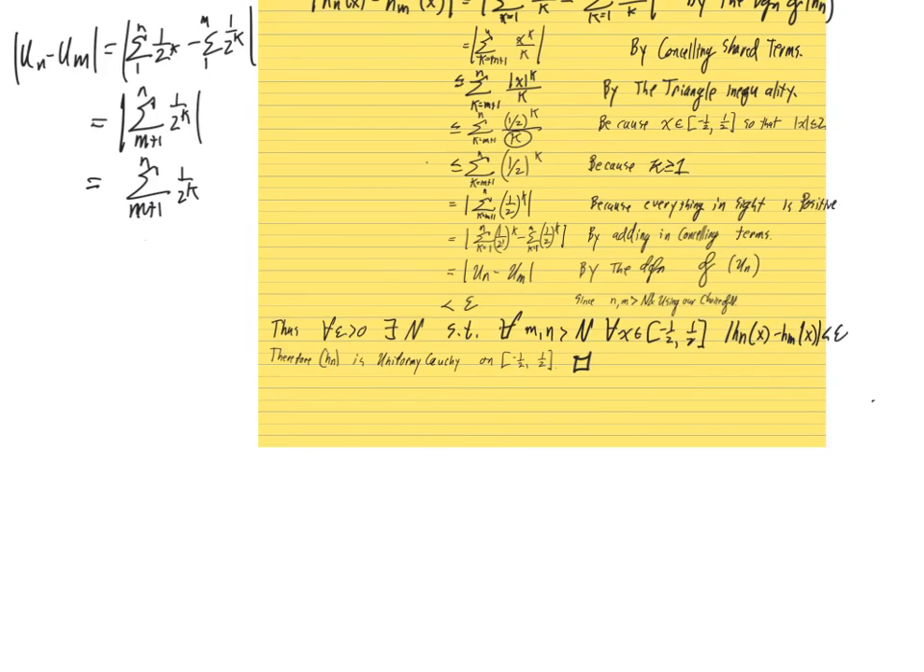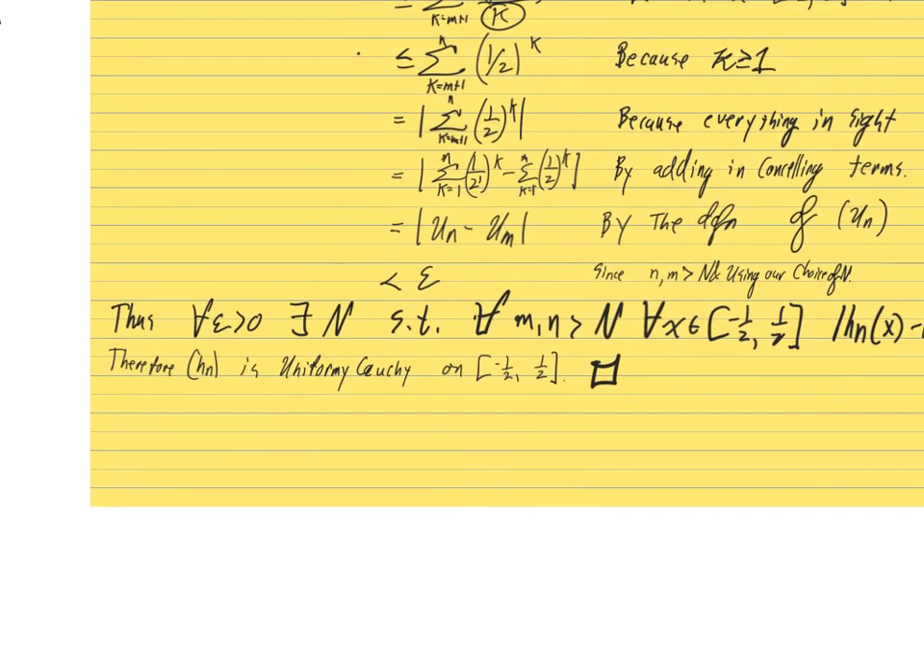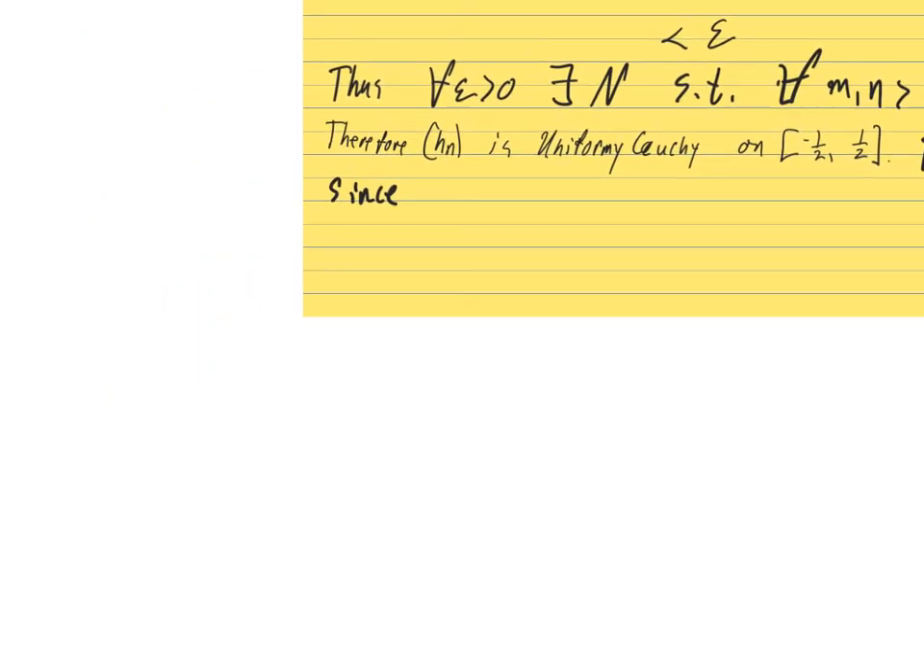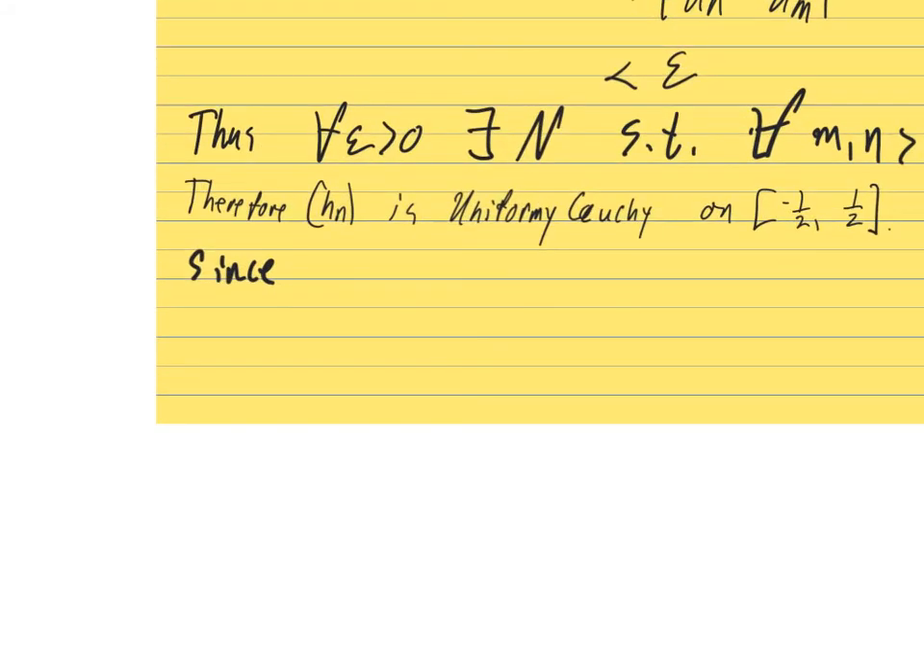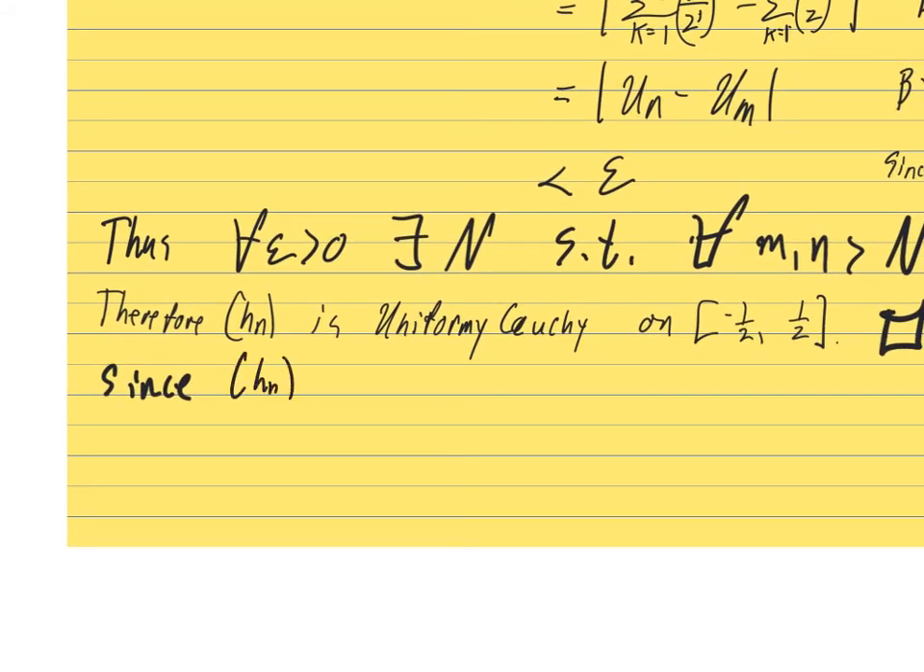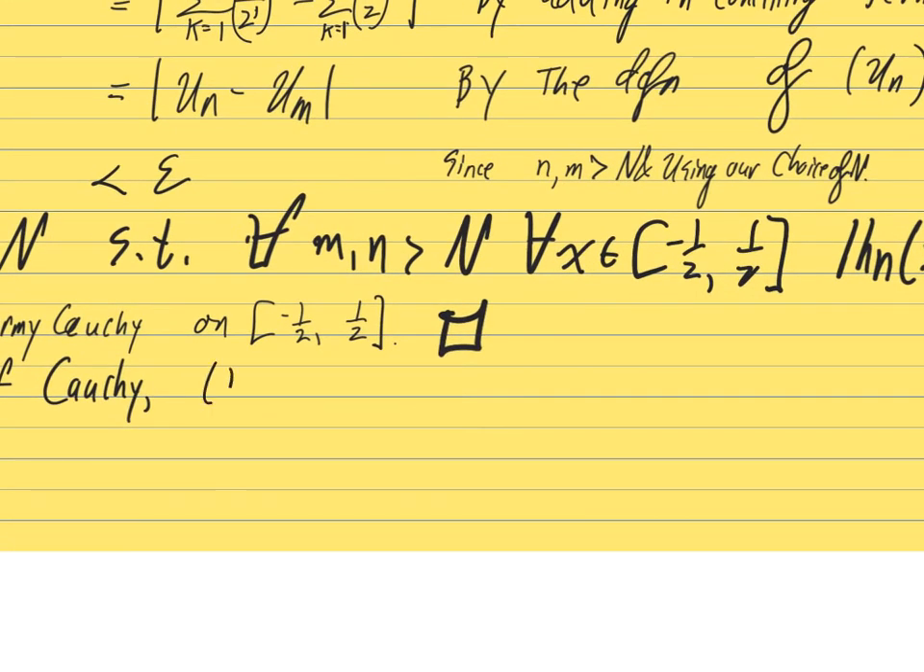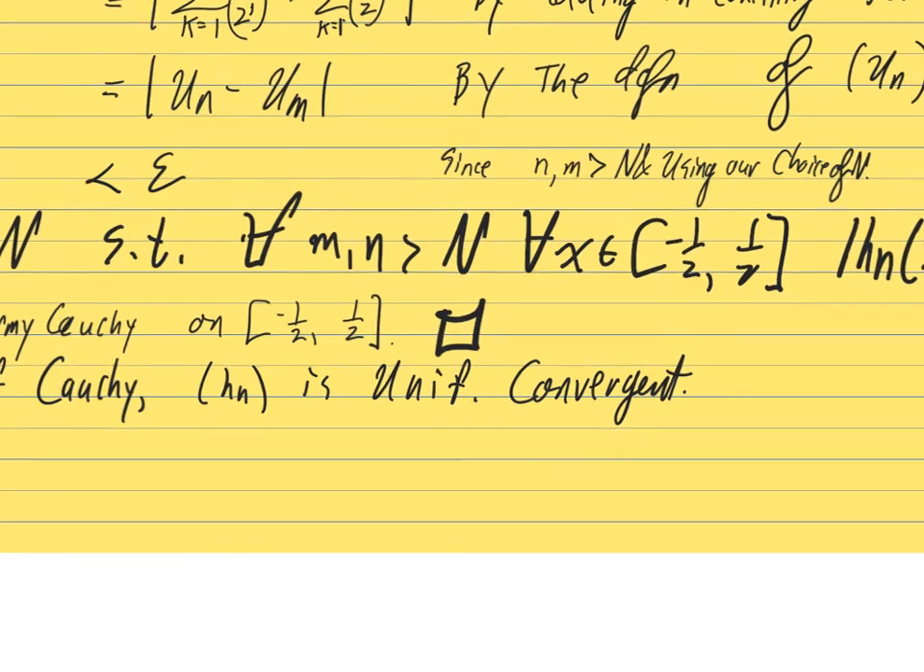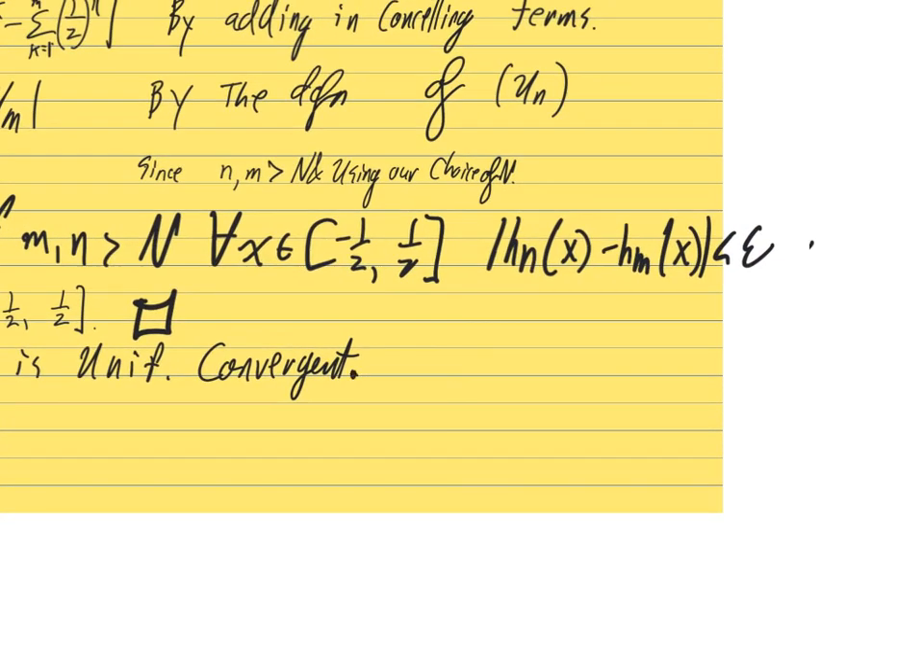Let's address some conclusions, because you're asked to give some conclusions in your homework. So, since the sequence h sub n is uniformly Cauchy, it follows that h sub n is uniformly convergent. Let's let h be its uniform limit.